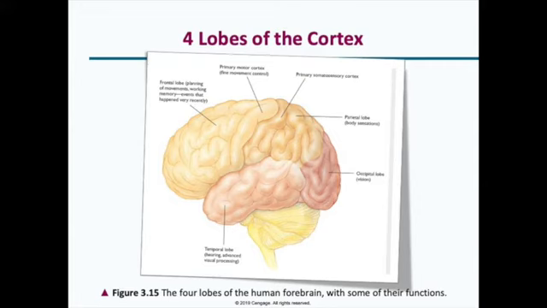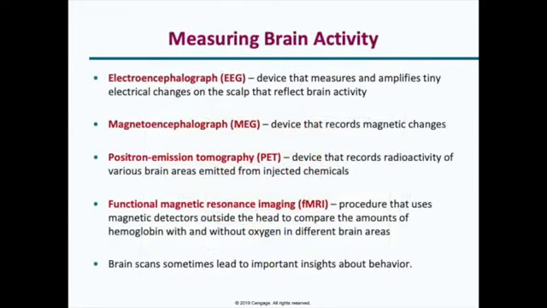Slide 20. Modern technology enables researchers to develop images showing the structure and activity of various brain areas in living, waking people. Such methods are powerful, but the results should be interpreted with caution. This slide shows a bunch of different ways to measure brain activity. The two that I would focus on are the EEG and the fMRI.